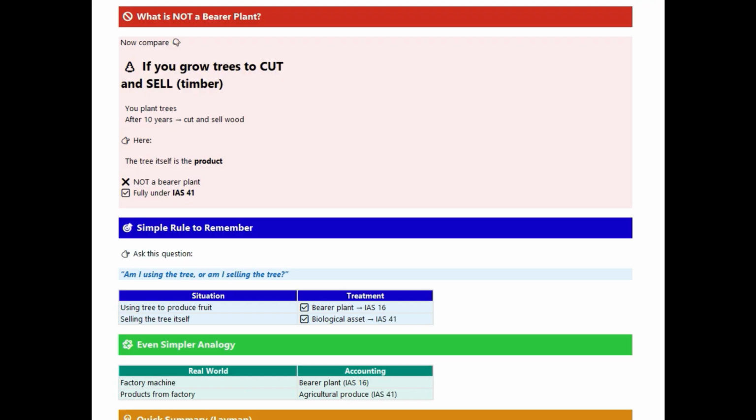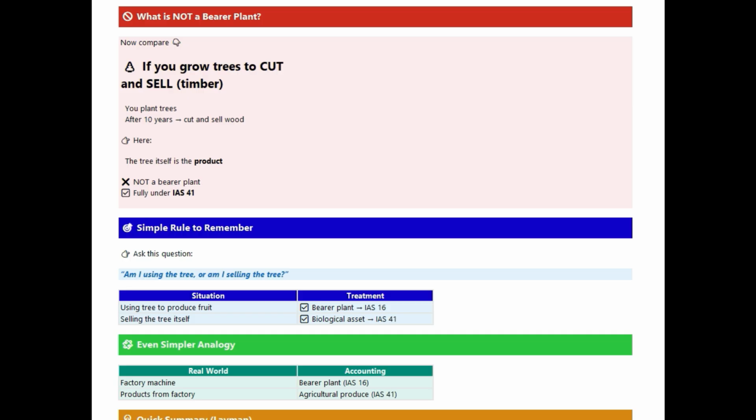So, what is not a bearer plant? For example, if you grow trees to cut and sell like timber, you plant trees, and after 10 years, cut and sell wood. In this case, the tree itself is the product, not a bearer plant. So therefore, we need to apply IAS 41.